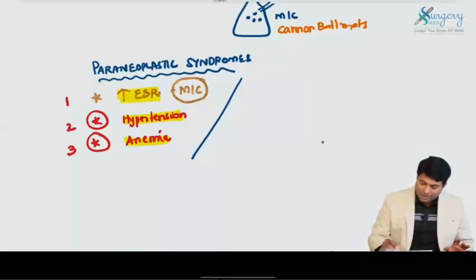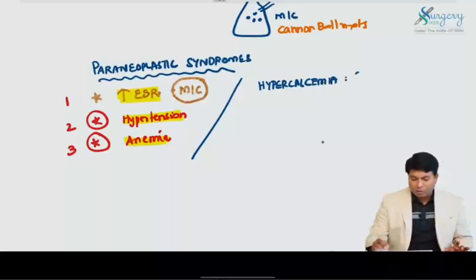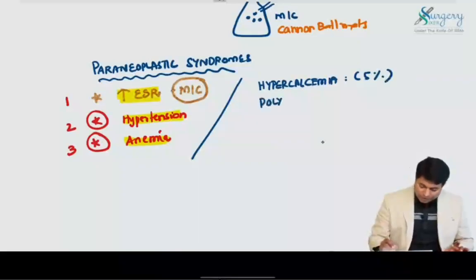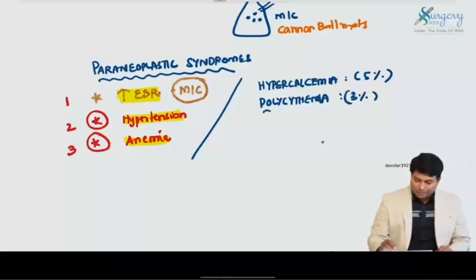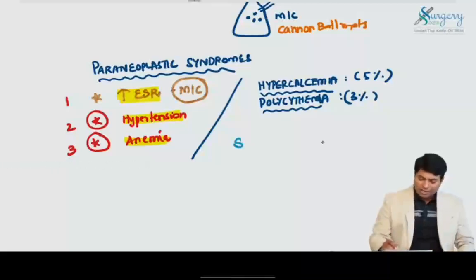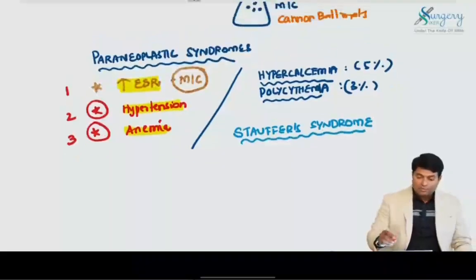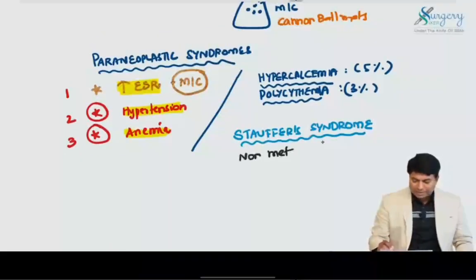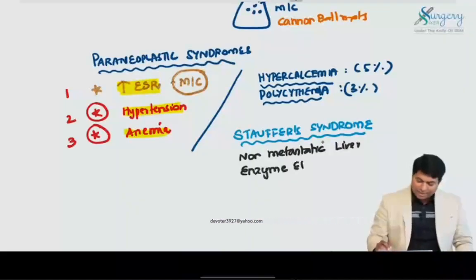Other important features which may be asked in exams: it can produce hypercalcemia, seen in around 5% of patients. Polycythemia, what is this? Already anemia is seen, now polycythemia. Yes, both can happen. Polycythemia may be seen in 3% of patients. One interesting feature which is repeatedly asked in exams is Stafford's syndrome. What is Stafford's syndrome? Non-metastatic, please remember, non-metastatic liver enzyme elevation is known as Stafford's syndrome.